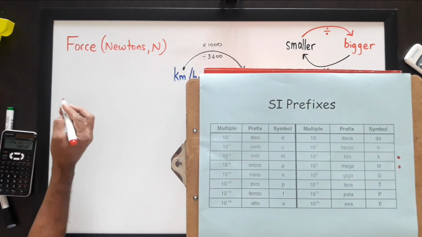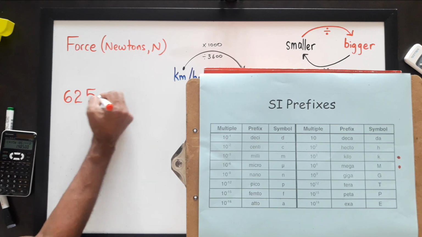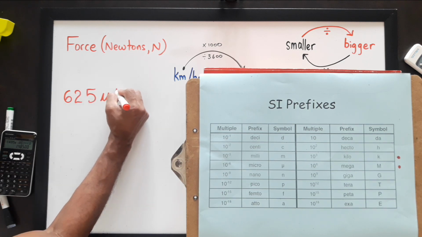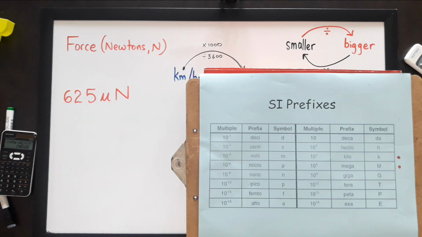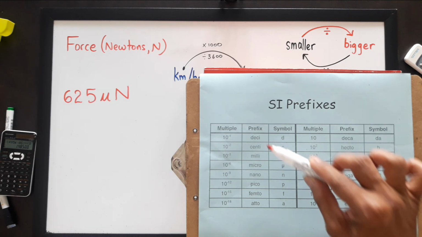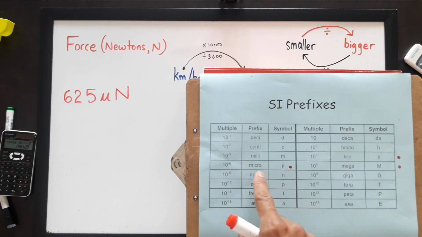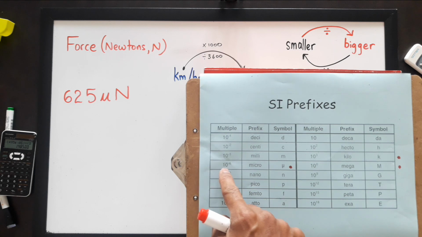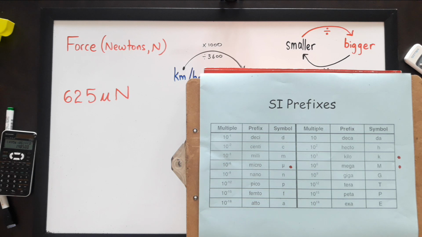Let's say that I had a very small force, and the size of this force was 625 micronewtons. Now everything doesn't have to be about force, I'm just saying. Let's look for micro on this chart here. Micro, where's micro? Micro is not here. Hey, look, micro is over here. Micro really means to multiply by 10 to the power minus 6. Now, this is not positive 6. This is minus 6.